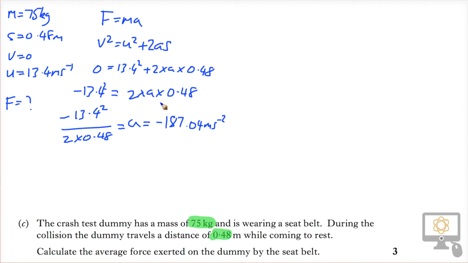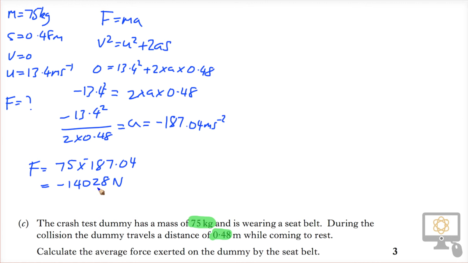And so now we have a and we have m. So we can use the formula above, Newton's second law, to determine the average force. So F is equal to 75 times our acceleration, 187.04, and we get a value which is a minus value of acceleration of minus 14,028 newtons.